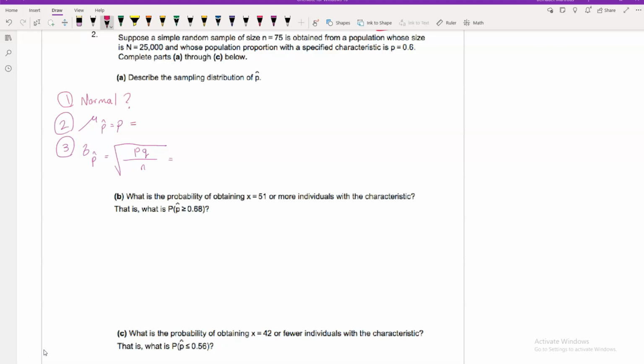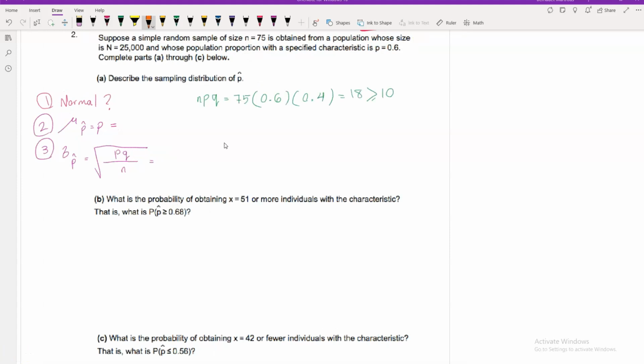To see if this is normal, we have to use n times p times q, and that should be greater than or equal to 10. So here n is equal to 75, the sample size, p is given as 0.6, and q is 1 minus p, so it's 1 minus 0.6, and that is 0.4. So multiply all these numbers, that is equal to 18, and that is greater than 10. So we do have this requirement, and the answer for this part is yes, this is normal.